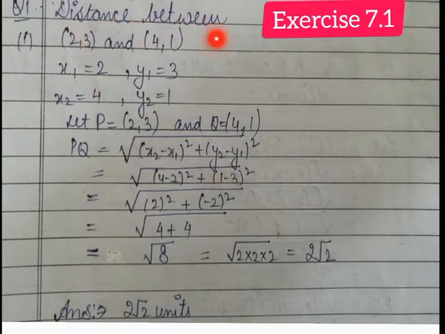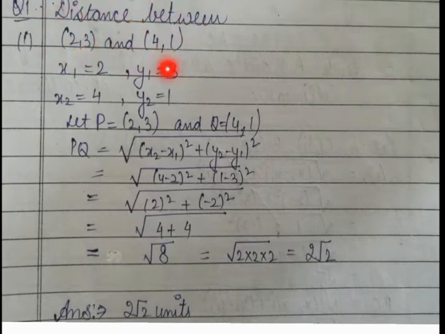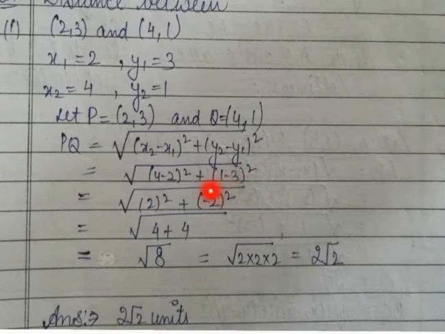Now first, question number 1. You have to find the distance between points (2, 3) and (4, 1). This is our P point, the first point, and this is the Q point, the second point. x1 is 2 and y1 is 3. x2 is 4 and y2 is 1. Now apply the formula for distance between P and Q. The formula is square root of (x2 minus x1) whole square plus (y2 minus y1) whole square. x2 is 4 and x1 is 2, so (4 minus 2) whole square plus y2 is 1 minus y1 is 3, so (1 minus 3) whole square.